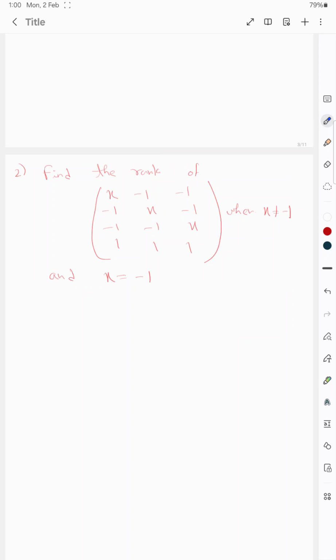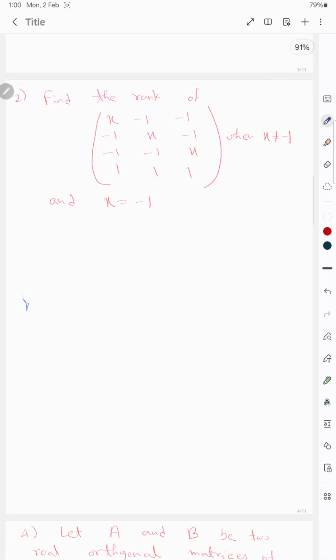So for this problem, suppose x is not equal to minus 1. Then obviously you see this is a 3 cross 4 matrix, so its maximum possible rank is 3. If you find a 3rd order minor whose determinant is non-zero, that's it.